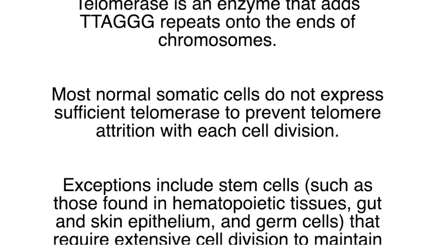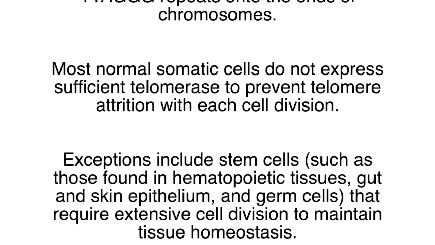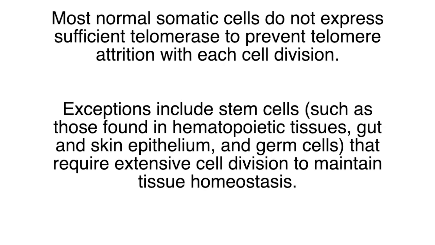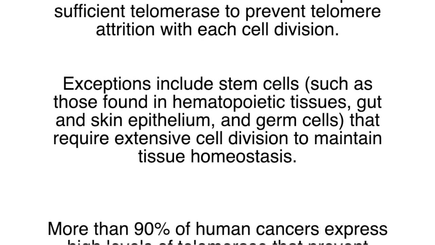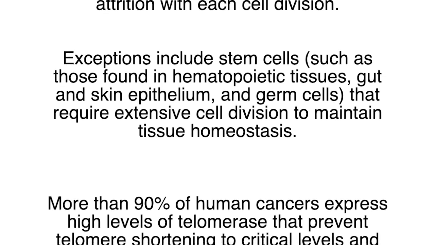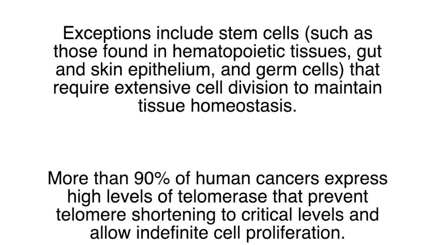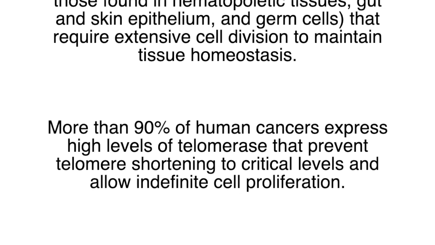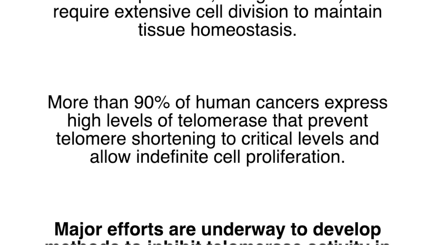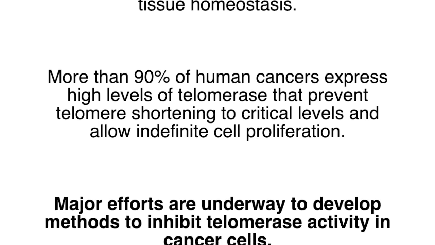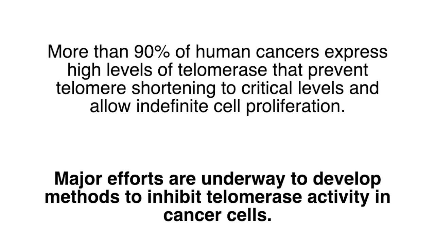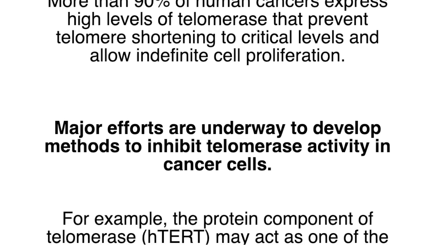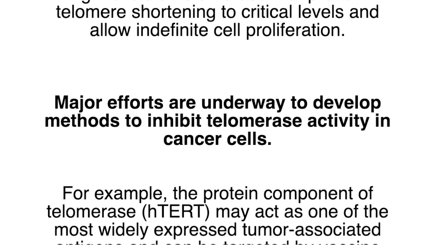Exceptions include stem cells, such as those found in hematopoietic tissues, gut and skin epithelium, and germ cells, that require extensive cell division to maintain tissue homeostasis. More than 90% of human cancers express high levels of telomerase that prevent telomere shortening to critical levels and allow indefinite cell proliferation. Major efforts are underway to develop methods to inhibit telomerase activity in cancer cells.